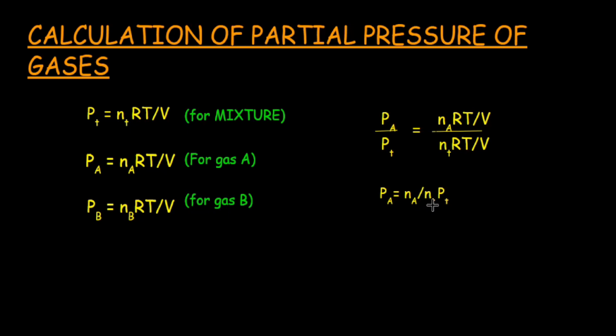Students, nA by nT is the mole fraction of gas A involved in the mixture. So this factor can be replaced by XA, where XA is the mole fraction of gas A involved in the system. So the partial pressure of a gas can be found by knowing the mole fraction of that gas and multiplying it with the total pressure of the system. So this is the equation for gas A, and for gas B, the partial pressure of gas B would be equal to the mole fraction of gas B times the total pressure of the system. Now let's have an example.